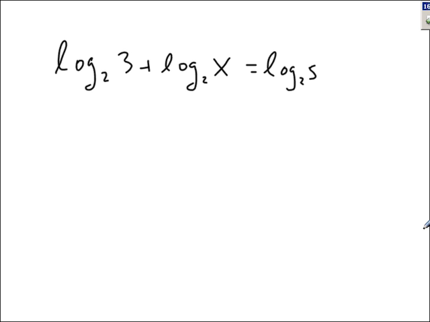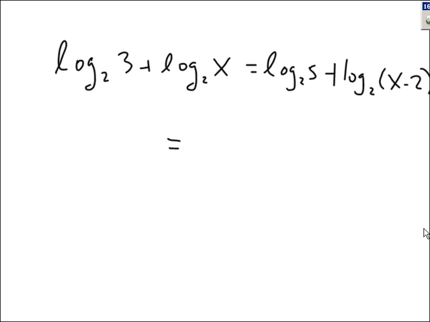Log base 2 of 3 plus log base 2 of x equals log base 2 of 5 plus log base 2 of x take away 2. There's only logs. See, if it also said plus 8, then we would do it differently. I would say bring all the logs to the left side. Bring the number to the right side.